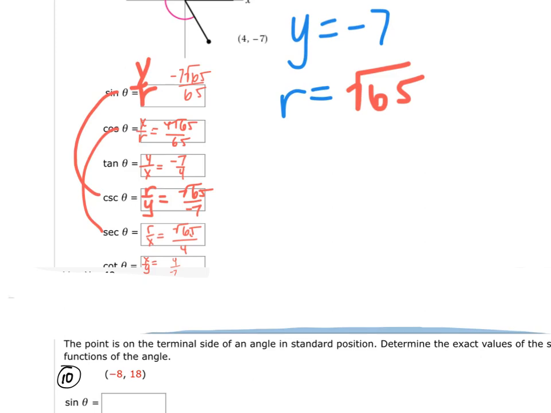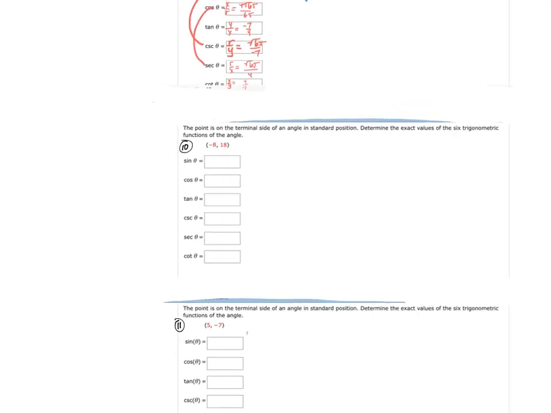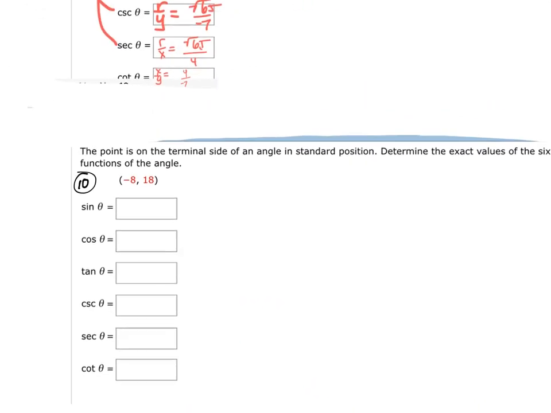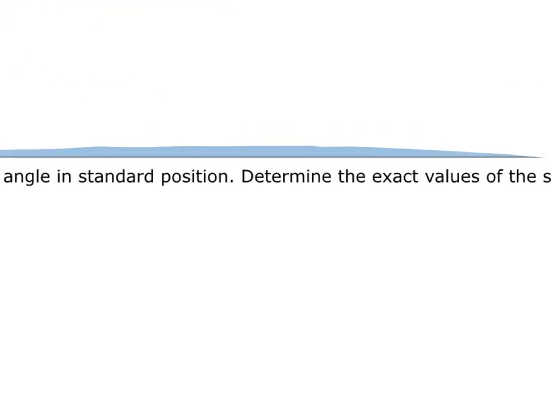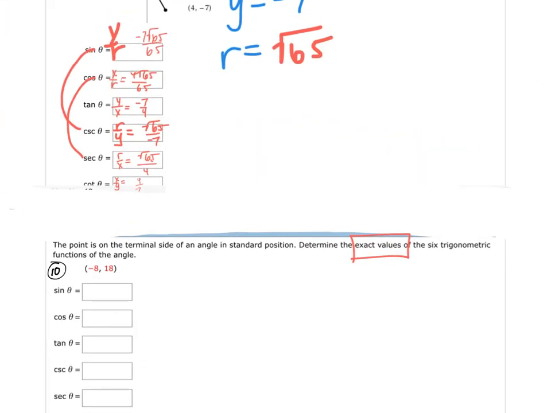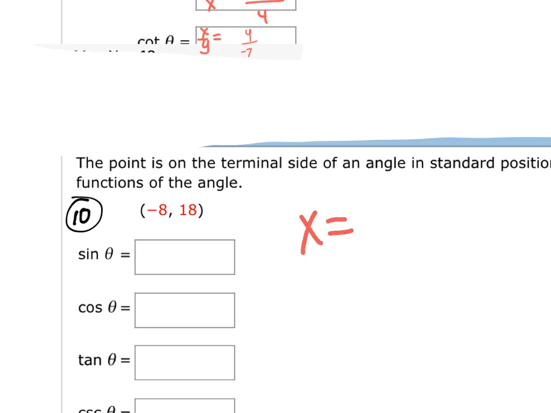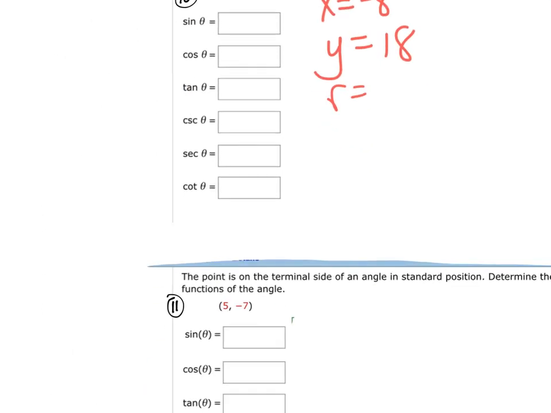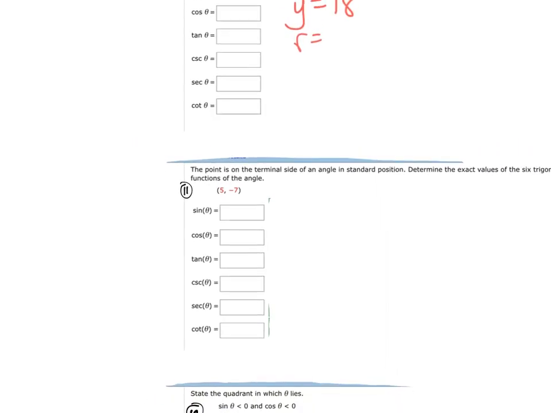Does everybody understand? You don't need a picture. Here, do they give me a picture? No. Do I need a picture? No. The point of a terminal side is in standard position. Exact value means leave as a radical. So I know that x is how much? Negative 8. Y is how much? 18. What do I have to find? How do I find r? Pythagorean theorem. Then what do I do with all that information? Plug it in. Good.